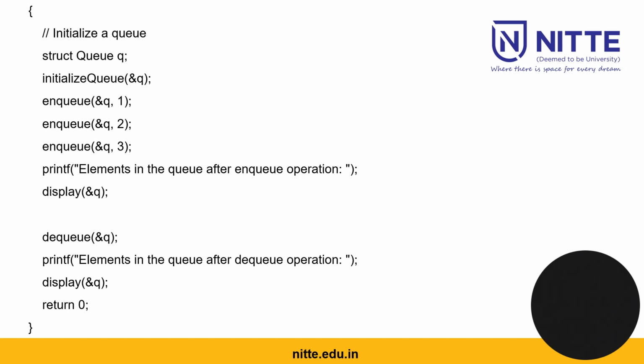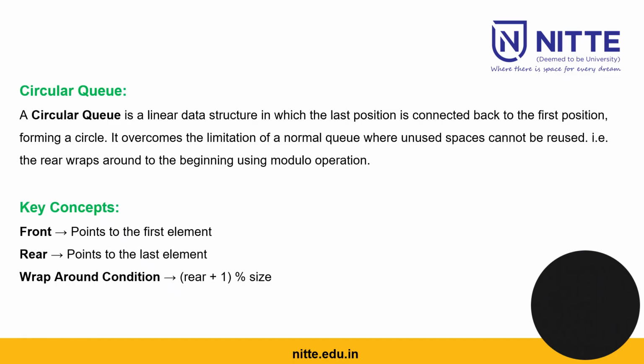Next we will enqueue elements into the queue. What are the elements? 1, 2, 3 we are enqueuing. After enqueuing, we will display them using the display function here. Then we will dequeue them. After dequeuing an element, we will again display the queue. Whatever elements are there in the queue will get displayed.